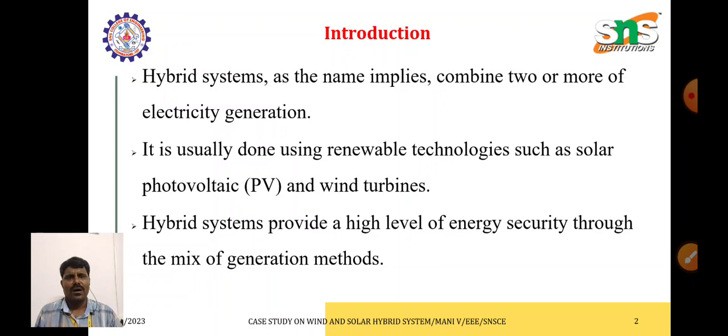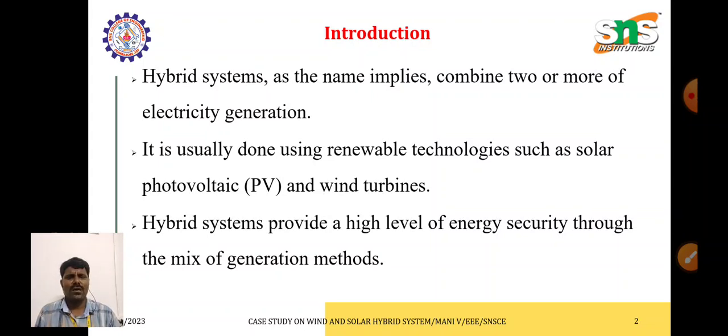Here, the hybrid system of wind and solar, the name implies, what is the meaning of hybrid? Hybrid means the combination of two or more electricity generation sources. When we are combining two or more electricity generation sources, that is nothing but a hybrid system.